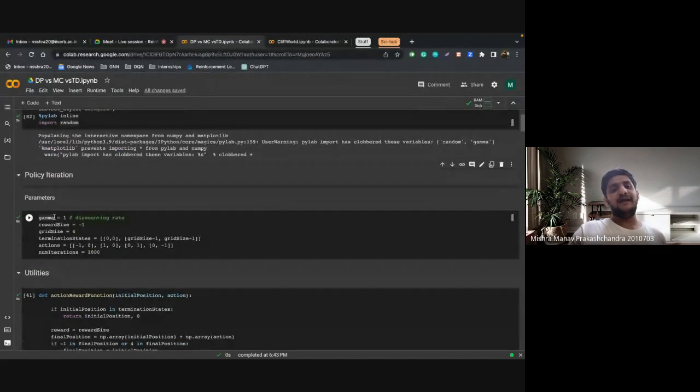So I have my gamma to be 1, which is my discount factor. My reward size is -1, which is the immediate reward, okay, for any other state. My grid size is 4. My termination states are 0, 0 and grid size -1, -1. So it's like the top left corner and the bottom right corner. Those are my termination states. And the actions are to go up, down, left, right.